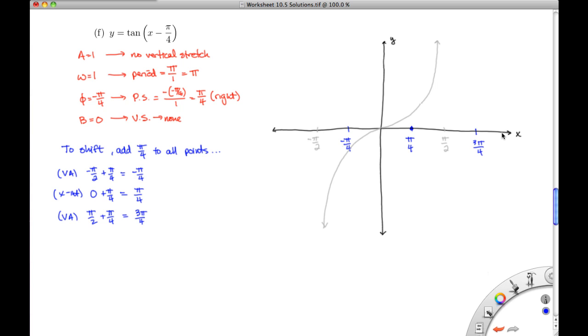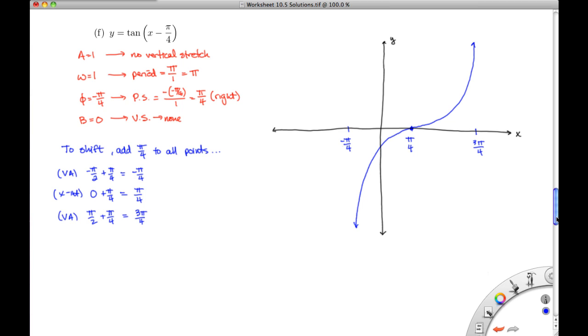So we've got the 1 x-intercept and the two extremes for the vertical asymptote, so our curve would end up looking something like this. That would be our transformed curve, and if we remove the other one, this is what we've got. So this would be our transformed curve for the tangent of x minus pi over 4.